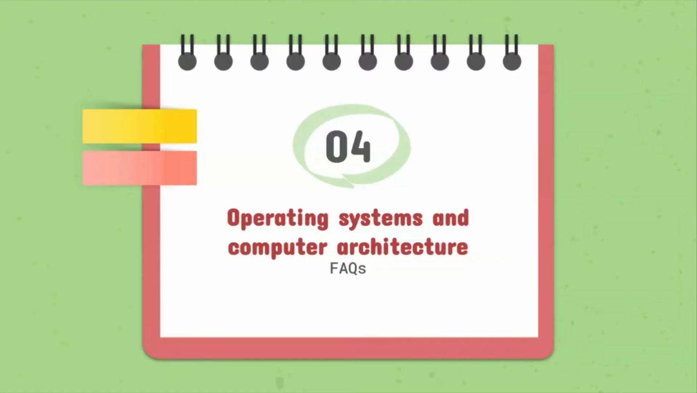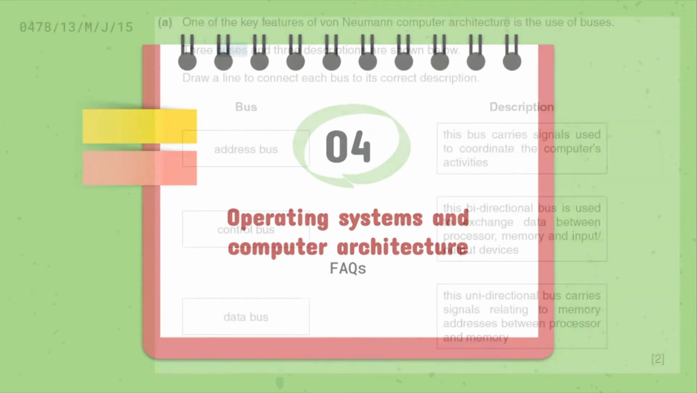The fourth chapter is Operating System and Computer Architecture. If you aren't familiar with this chapter, click the card on your screen right now for the chapter explanation video. Then come back to the FAQs after learning.